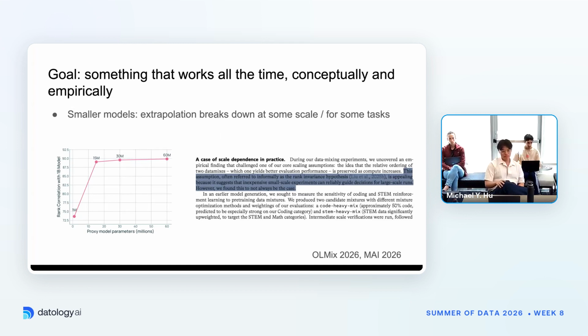It seems kind of optimistic, right? And indeed, in the Olmix 2026 paper, and then this tech report from Microsoft AI, they actually noticed that there's some breakdown. What they did was they took these smaller models and then tracked their ability to predict the scaling behavior at larger scales. And there is some scaling trend that is not super clear.